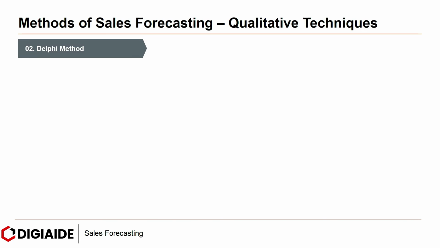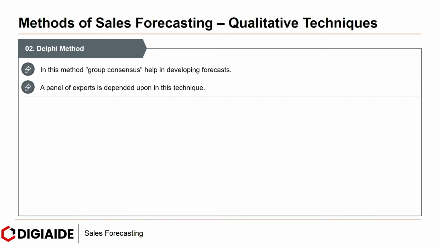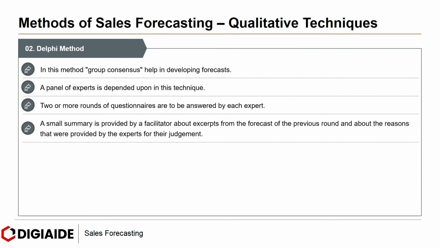Next, Delphi method. In this method, group consensus helps in developing the forecast. A panel of experts is dependent upon this technique. Two or more rounds of questionnaires are to be answered by each expert. A small summary is provided by a facilitator about excerpts from the forecast of the previous round and about the reasons that were provided by the experts for their judgment.